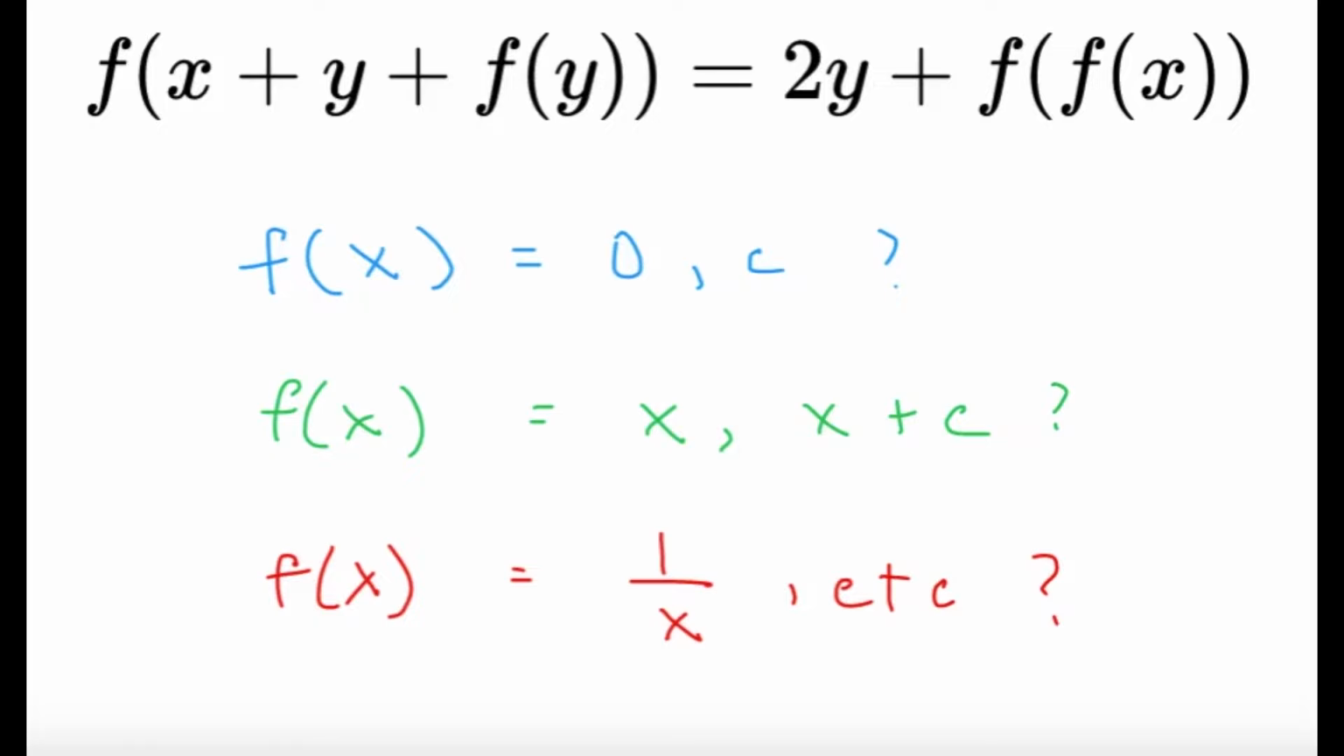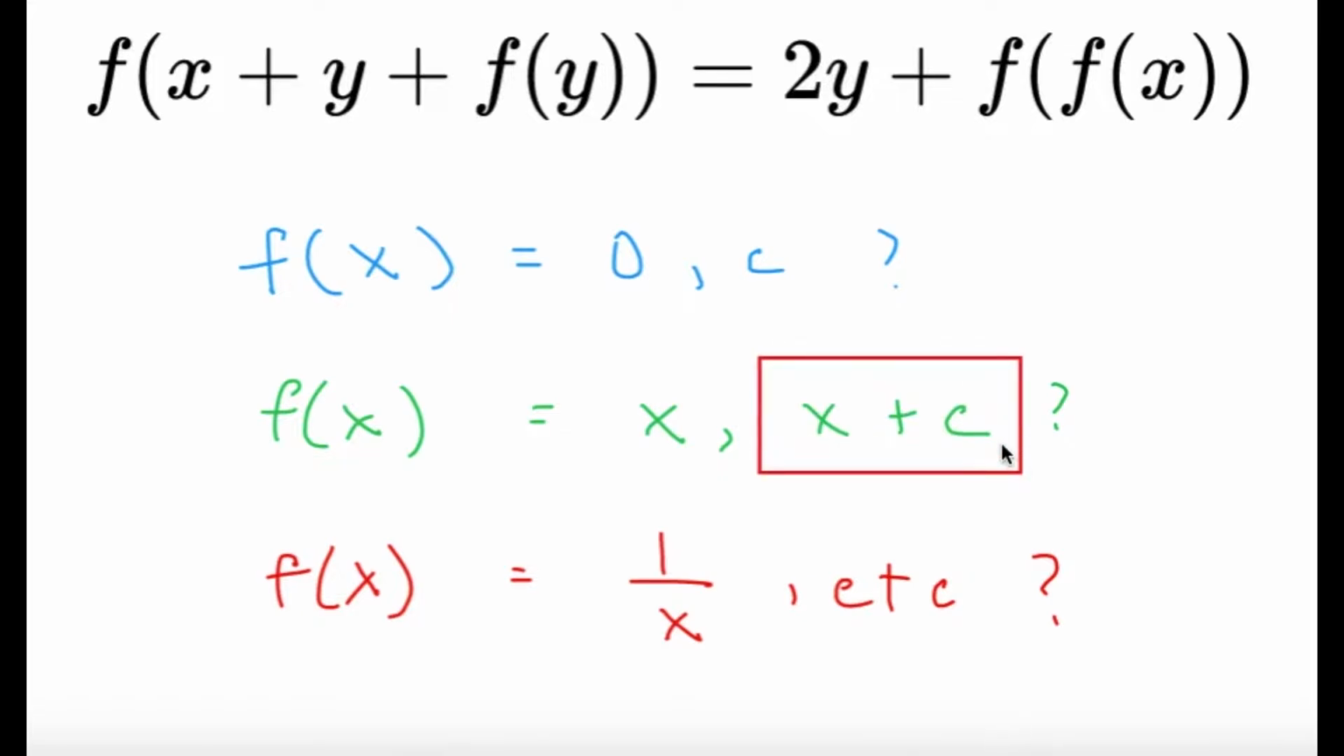Well, we can try to see if f of x can be constant, like 0 or generally c, or f of x might be linear, x plus c, or even generally kx or kx plus c. Or f of x might as well be like 1 over x or something else that we want to try, depending on the given function. Now, you can try to manually substitute one of these, but generally speaking, x plus c works in this case.